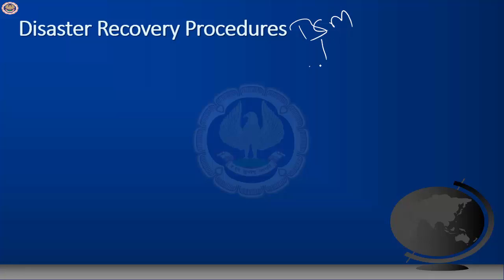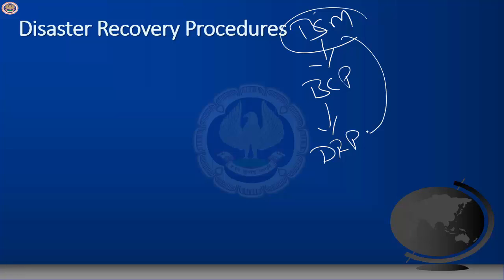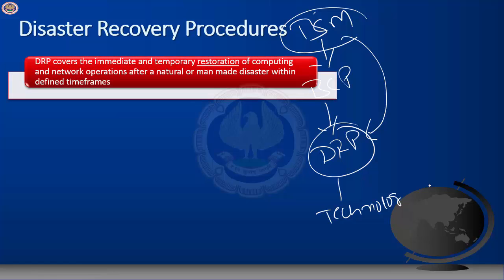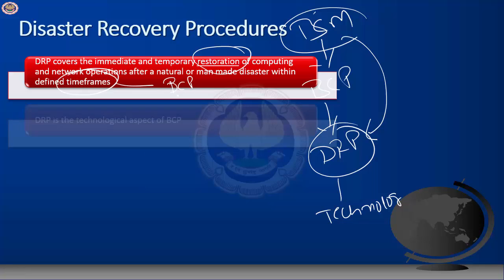We already emphasized many times that BCM includes BCP, and then you have DRP, which means when you're developing a BCM, it's important that you have the disaster recovery procedures. DRP is primarily pertaining to the technology required for the business. Let's understand what the disaster recovery procedures are which are to be followed. The disaster recovery procedures primarily focus on temporary restoration of the computing and network operations within the defined timeframes. The defined timeframe is based on the business continuity policy, which has already been formulated.